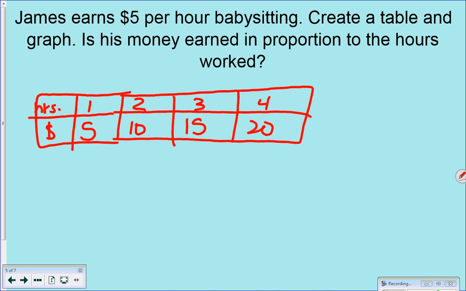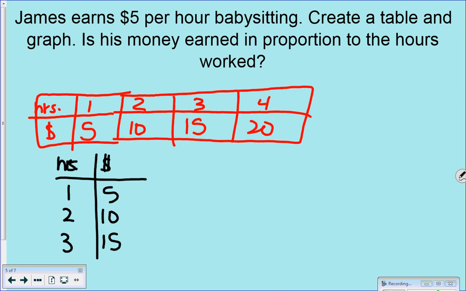You could also make a table this way. If you'd rather make it this way, 1 hour. You can make it either way. It does not matter to me how you make it.